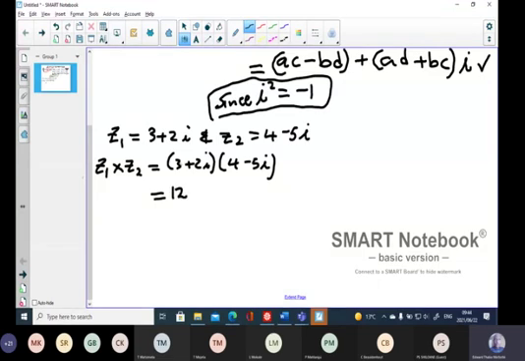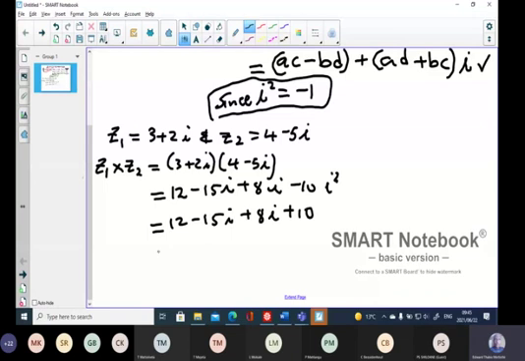We have 12 minus 15i plus 8i minus 10i squared. Now this is equivalent to 12 minus 15i plus 8i plus 10. Now this is equal to 22 minus 7i. So this gives you a solution. So we have multiplied these two complex numbers.